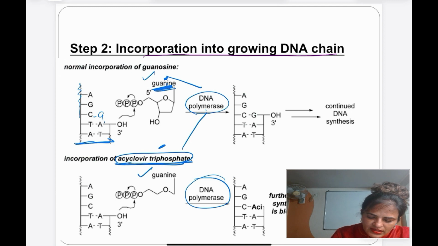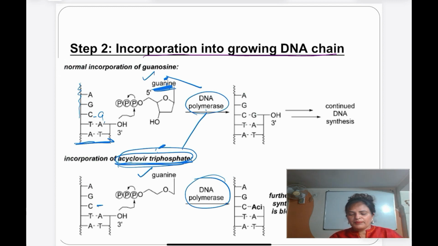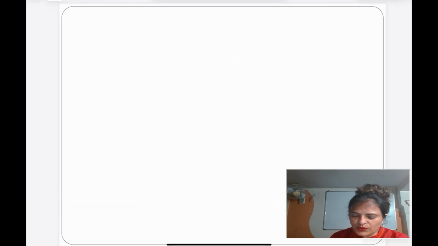So if acyclovir comes and attaches with this, then what will happen? Once acyclovir is attached, further synthesis of DNA is inhibited. Number one is this. Number two, it is going to inhibit this DNA polymerase irreversibly. So these are the two ways how acyclovir is going to act.